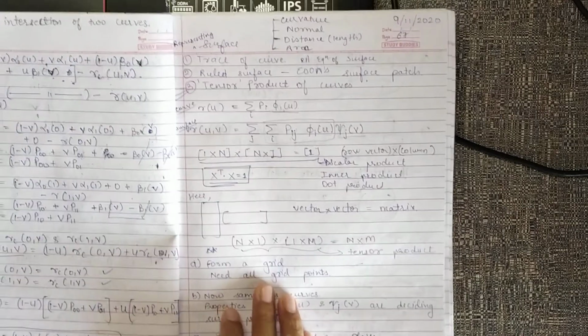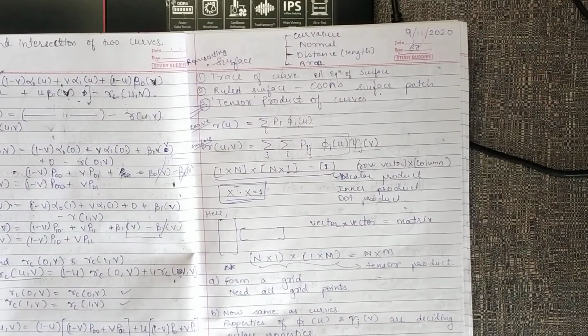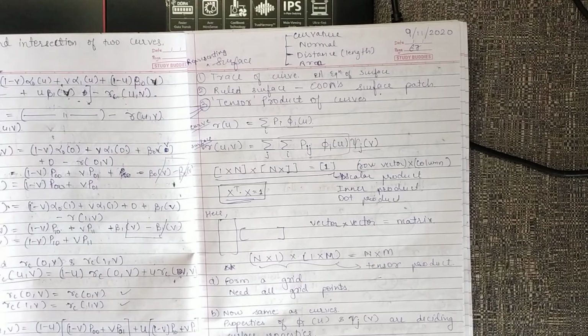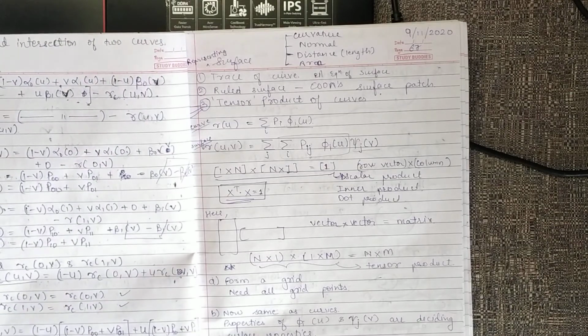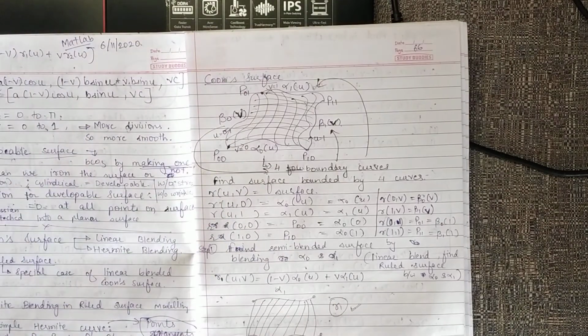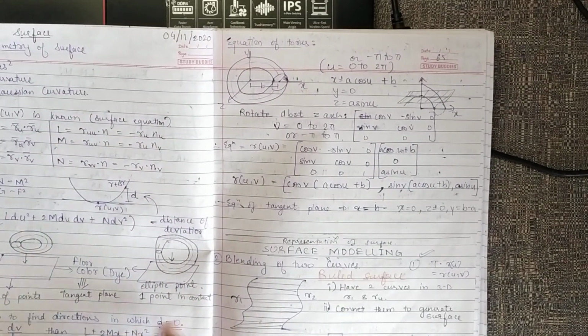So these were the 4 main ways how we can mathematically represent a surface. Okay, thank you.